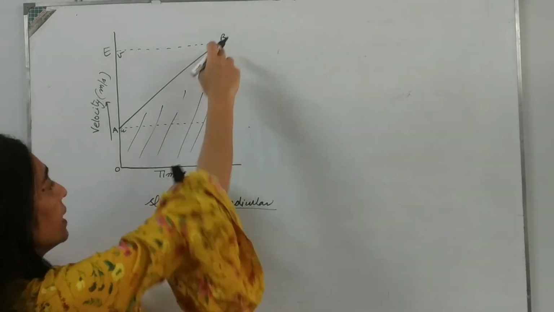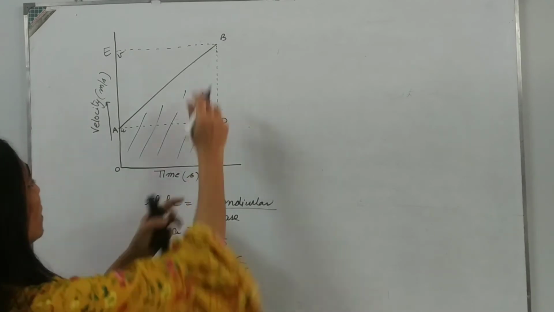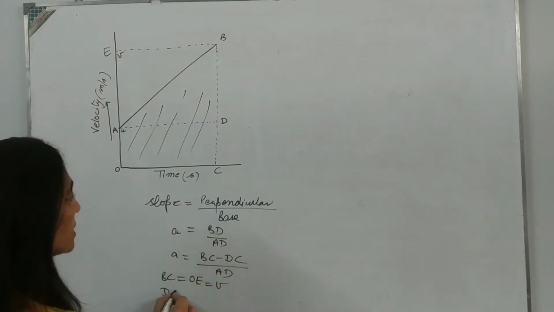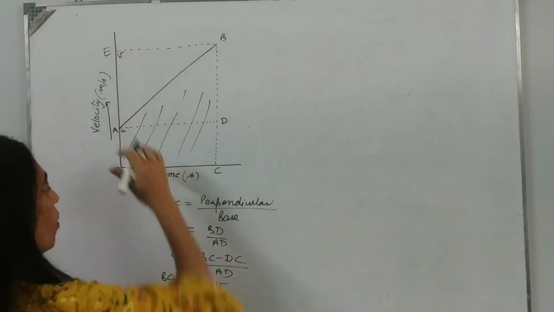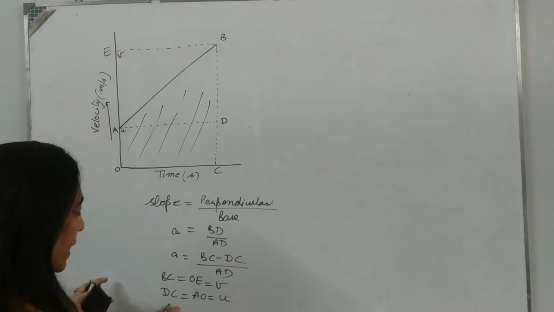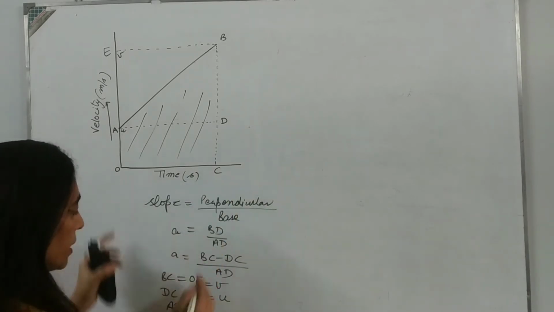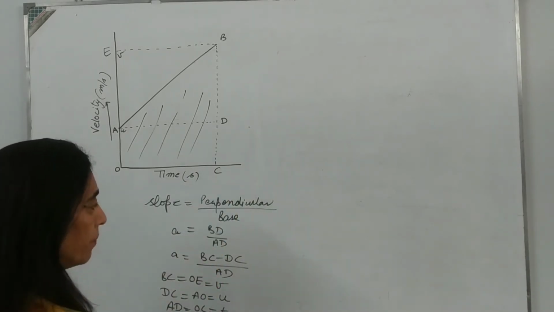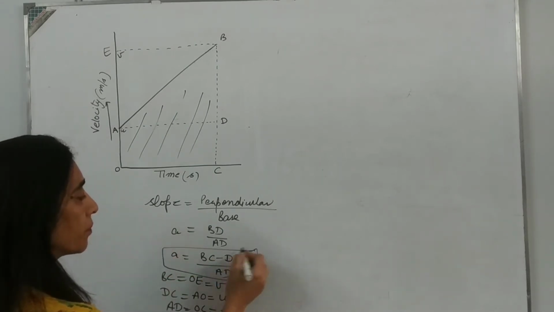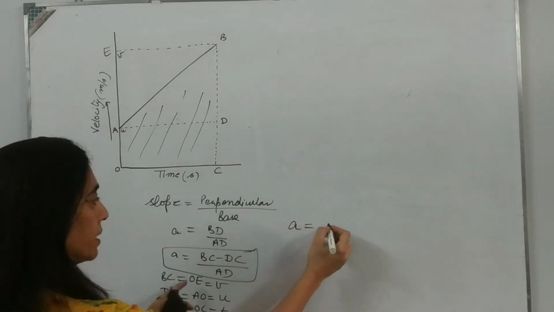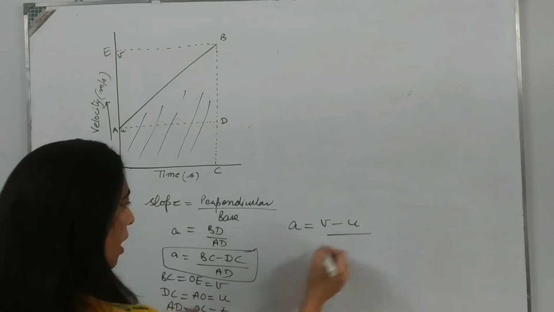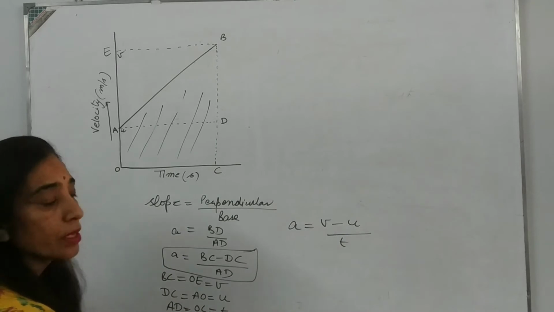So BC is equal to OE, which is equal to v. DC is equal to AO, which is u, and AD is equal to OC, which is equal to t. So we will be substituting values in this equation. a is equal to BC, that is v, minus DC, that is u, upon AD, which is t.